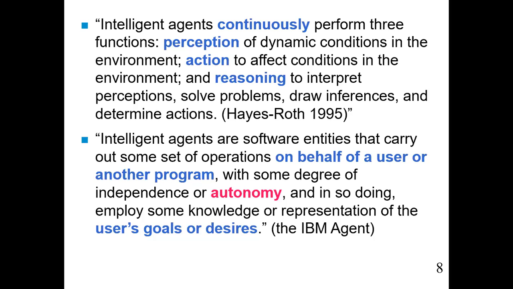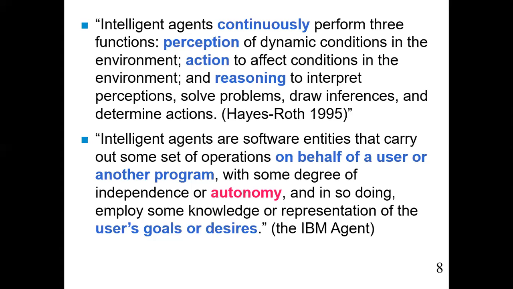operations on behalf of a user or another program. So here it says that intelligent agents are software entities that carry out some set of operations on behalf. The agent definition here is a little bit similar to the properties of an agent, because we have an agent that acts on behalf of us. For example, we want to buy a house, so we find an agent, and the agent is acting on behalf of the user or on behalf of that person.